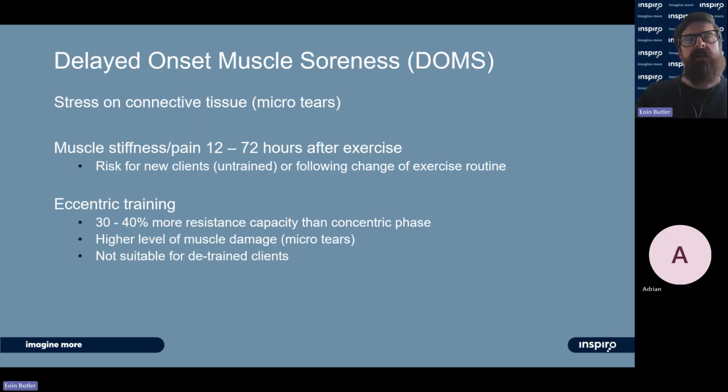Okay. If you move on to level 3, we look at one of our resistance training systems, eccentric training, and we go into it in a lot more detail. But just to know that the eccentric phase is stronger than the concentric phase. But if you do eccentric training, you are going to experience DOMS quite a bit more.